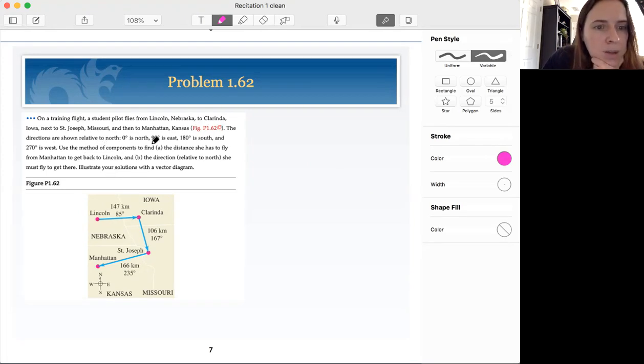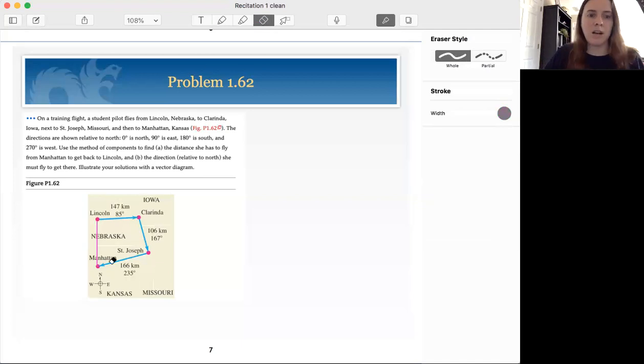Use the method of components to find the distance she has to fly from Manhattan to get back to Lincoln, the direction relative to north she must fly to get there, and illustrate your solutions with a vector diagram. Okie dokie. So to answer our first question, the distance she has to fly from Manhattan to get back to Lincoln, essentially what we're doing here is we're taking the vector sum of these. So we're going from Manhattan to Lincoln.